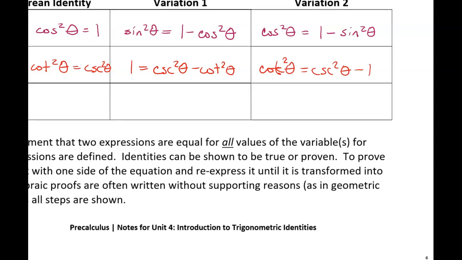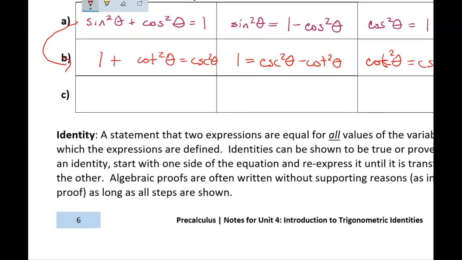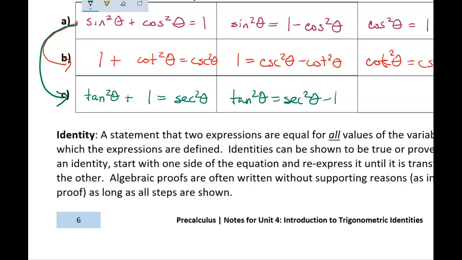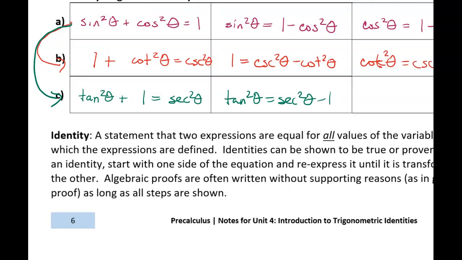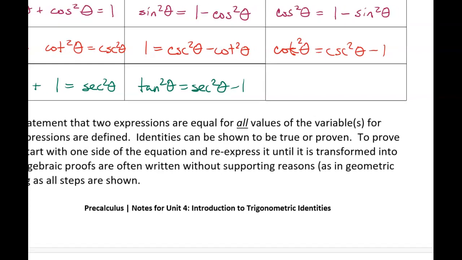Now let's create the third variation. In the third variation, we can take and divide the original Pythagorean identity sine squared of theta plus cosine squared of theta equals 1 by cosine squared. Sine squared over cosine squared is tangent squared. Cosine squared over cosine squared is 1. And 1 over cosine squared is secant squared of theta. We can isolate the tangent squared by subtracting 1. Or we can isolate the 1 by subtracting tangent squared of theta.